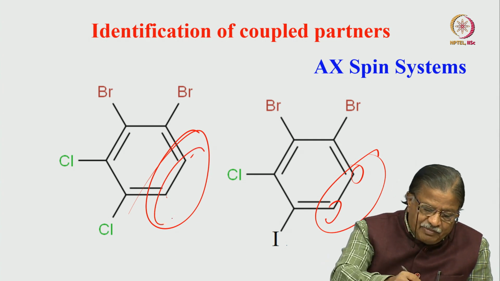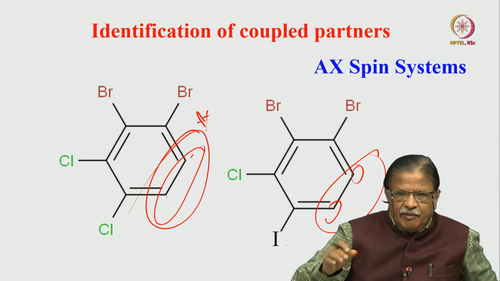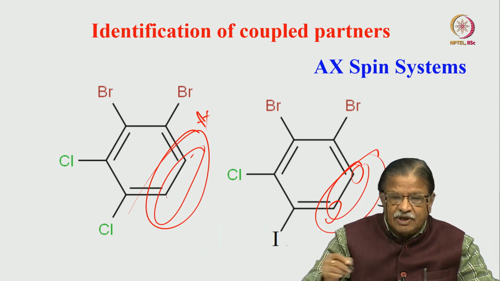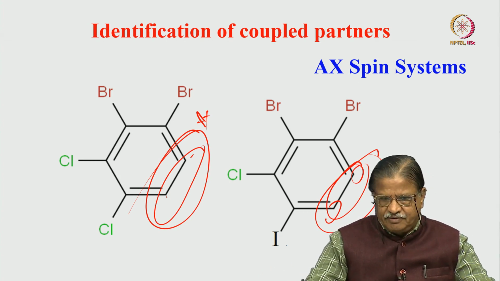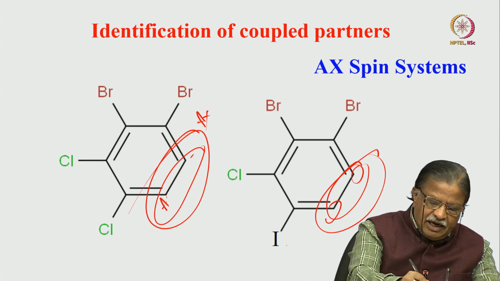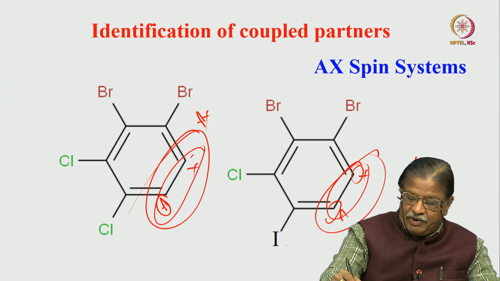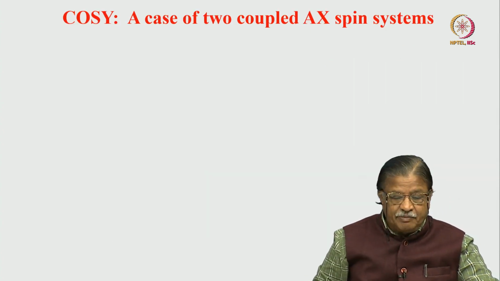When these 2 are coupled between themselves, I will say it is an AX spin system, weakly coupled. The chemical shifts are far apart. These 2 protons also form a weakly coupled 2-spin system and give rise to 4 peaks: 2 for A and 2 for X. Here also 2 for A and 2 for X, 4 peaks. So each molecule gives 4 peaks, and this is the pattern we are going to get.